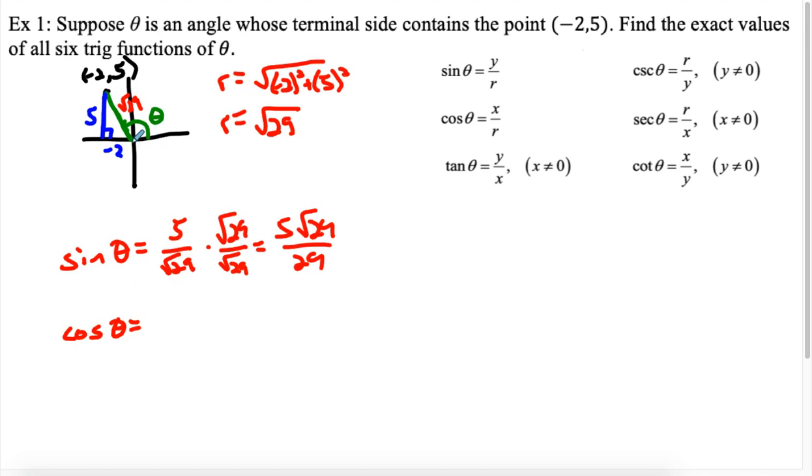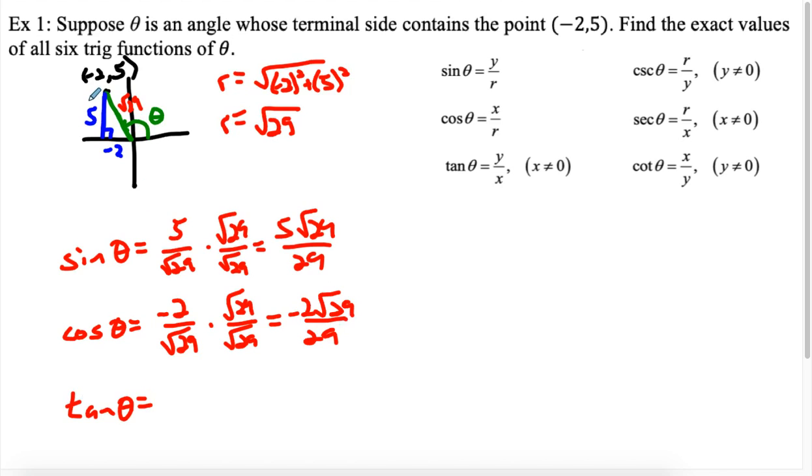Then same for cosine. So here we will have -2 over the square root of 29. So we are starting to get into where these values could be negative, right? So that's something that we need to keep track of, and that's a big reason why drawing a picture for a lot of these is helpful. Again, we need to rationalize. So we'll get -2 square root of 29 over 29. Then tangent would be opposite over adjacent, or again, just y over x. So 5 over -2, or we can just write that as -5 over 2.